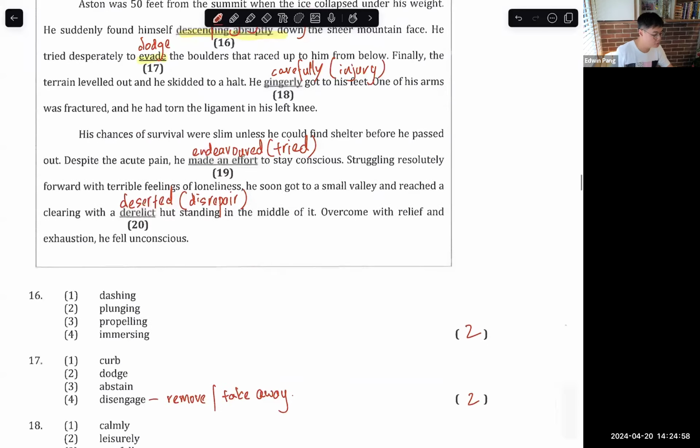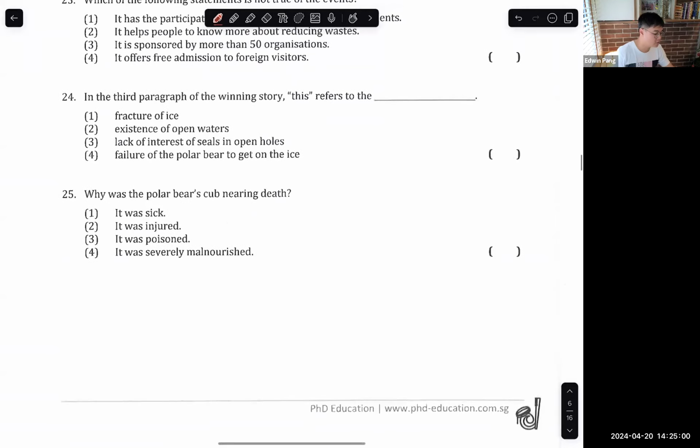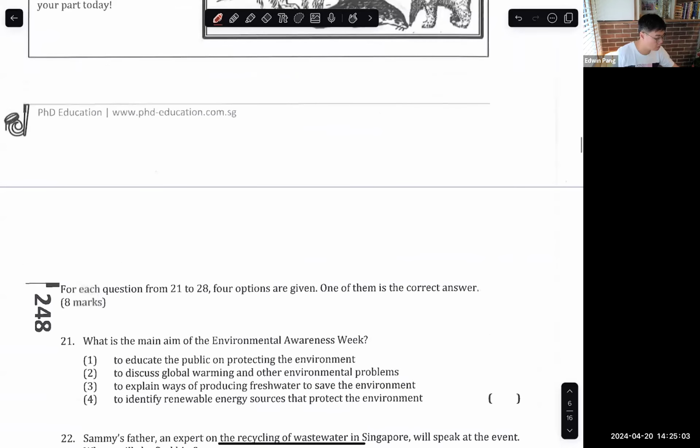Okay, now let's go back to visual text. So again, like I said, traditionally not our strongest point.